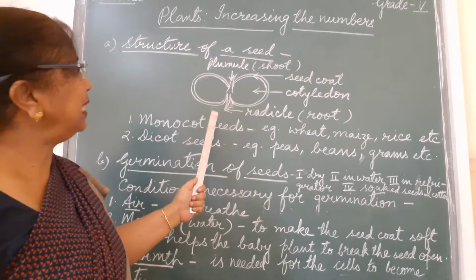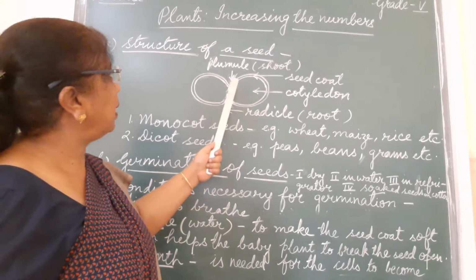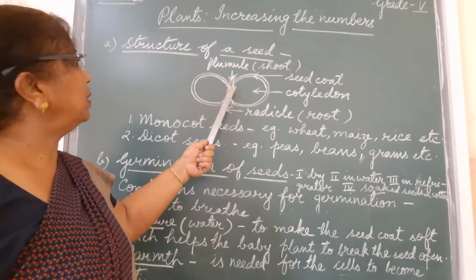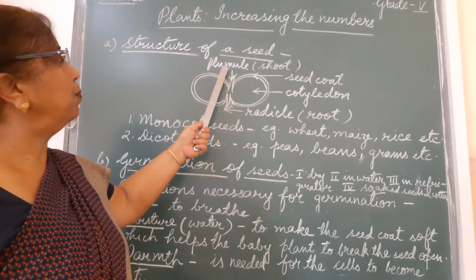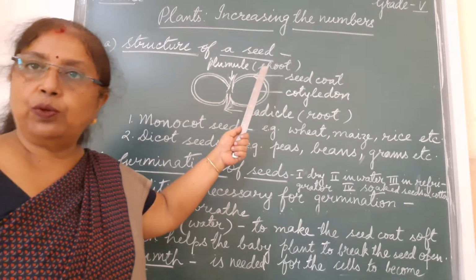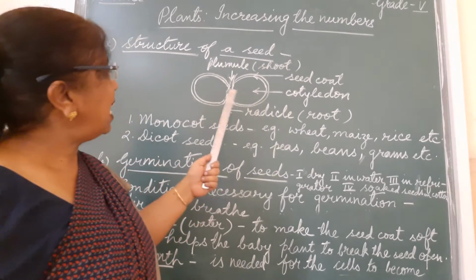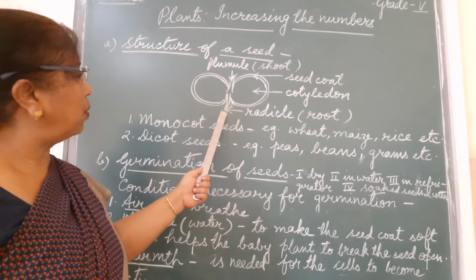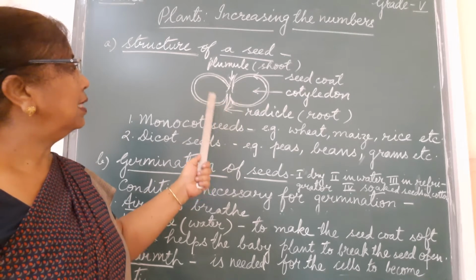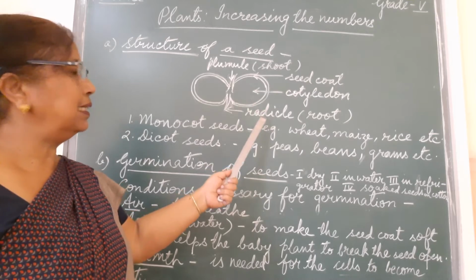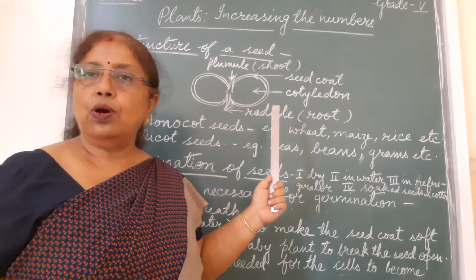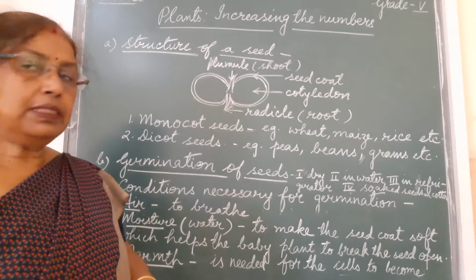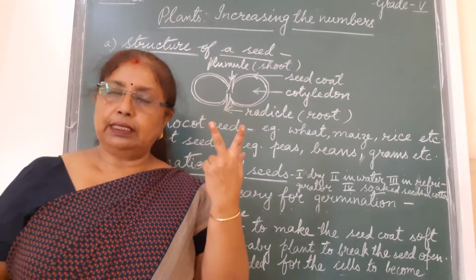Here we can see that two things start coming out when the seed is soaked and starts germinating. The one which is going upwards is called the plumule, which later on will grow into the shoot. And at the bottom we can see another thing growing out towards the soil, that is called the radicle, and it later on grows into the root.